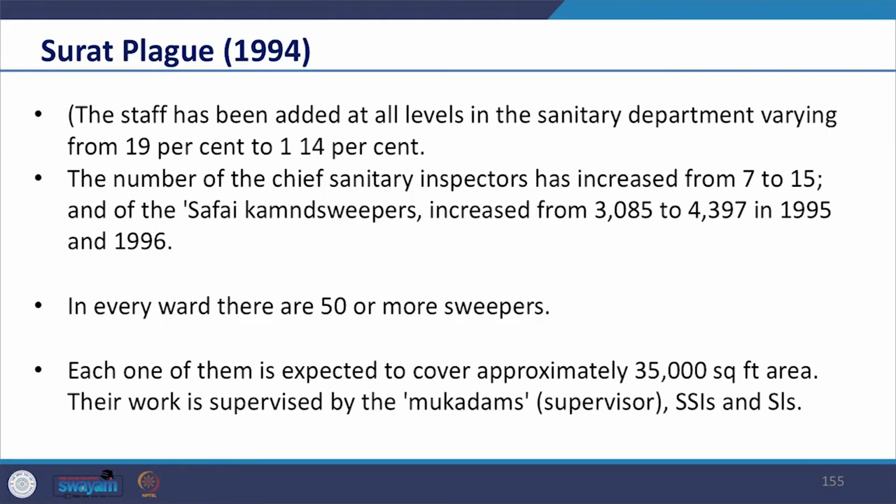The number of chief sanitary inspectors had increased from 7 to 15, and the Safai Karamchari, the sweepers, increased from more than 3,000 to nearly 4,397 from 1995 to 1996. In every ward, there were 50 or more sweepers. Each one of them was expected to cover approximately 35,000 square feet area.